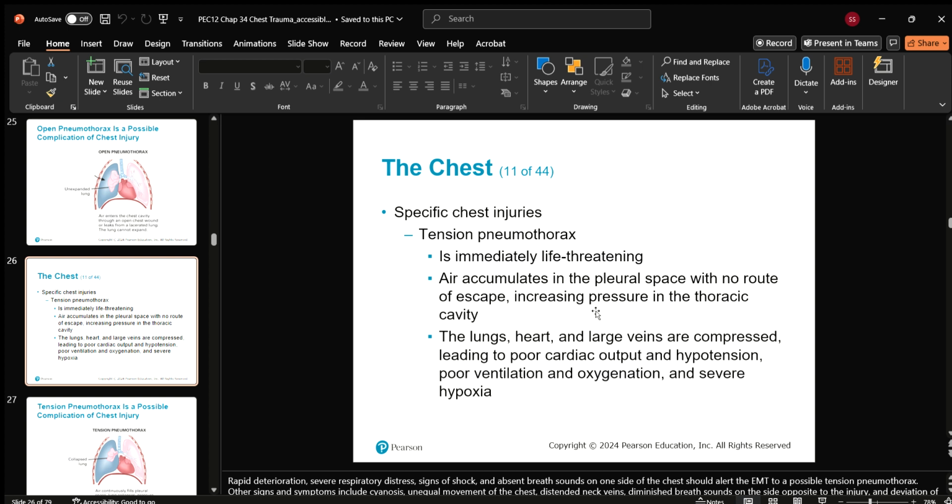With nowhere to go, that pressure builds and builds and builds, and then puts additional pressure on top of these other organs. Those other organs being our good lung, our heart, and those great vessels. As the pressure builds up, it's going to affect the patient's blood pressure. It's going to affect their respiratory rate because it's going to become more and more difficult to breathe. And you're going to see signs of JVD, jugular vein distension, and then eventually a late sign is tracheal deviation, which, if they already have tracheal deviation, means that they have been dealing with this for quite some time.